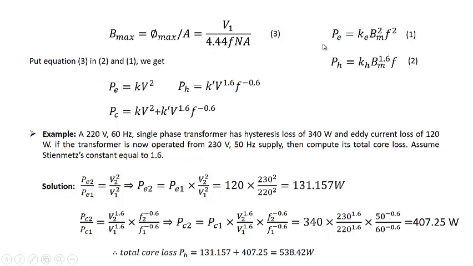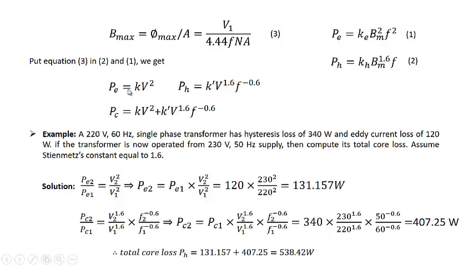Now we'll put this equation into the equations for the eddy current losses and hysteresis losses. When you put this here, Bm square will be equal to V1 square divided by 4.44 square F square N square into A square. Now these square quantities will be in the denominator, and in the numerator we have F square. This F square and this F square will cancel out. We'll be left with Ke V1 square, or V square, divided by 4.44 square N square A square. These quantities, N and A, are constant by design.